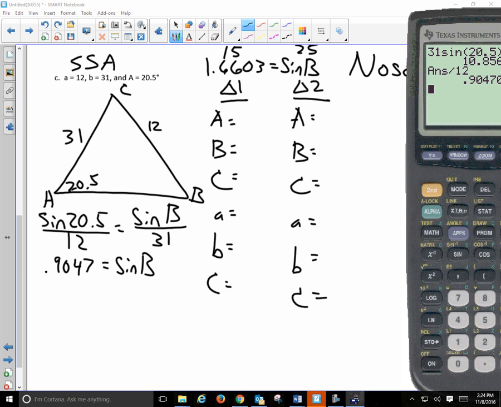What do we know is for sure the measure of angle A? 20.5. So I list it for both of these. What do we know is for sure the measure of side A? 12. What do we know is for sure the measure of angle B, or side B?